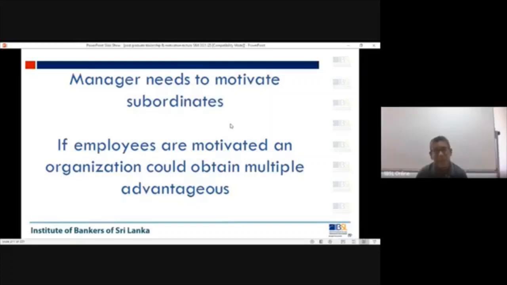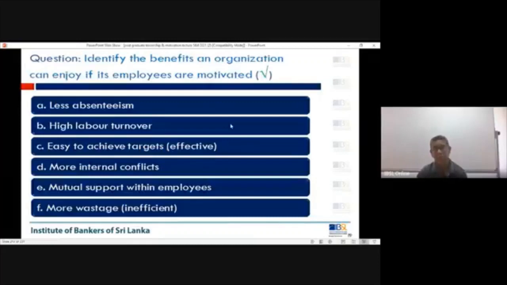It's a challenging task, but why do we need to motivate them? What is the purpose of motivating your employees? Simple. Less absenteeism, lower labor turnover, easier achievement of targets, fewer internal conflicts. If you are not motivated, there is less mutual support among employees, more wastage, so a lot of issues. All are financial and non-financial things. Most of them can be converted into quantifiable things. Right? All are costs to the organization. So therefore it is important to motivate.